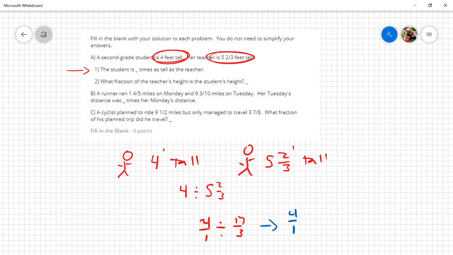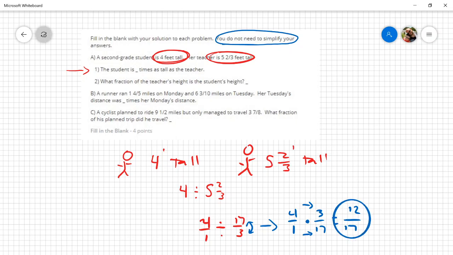Then we're just going to move over. So I have my 4/1, but I'm going to change it to multiplication from division. To do that, I need to give the reciprocal of 17/3, and that's going to be 3/17. And I'm just going to multiply straight across. 4 times 3 is 12. 1 times 17 is 17. And she said here, you do not need to simplify your answer. So we are going to leave our answer there.